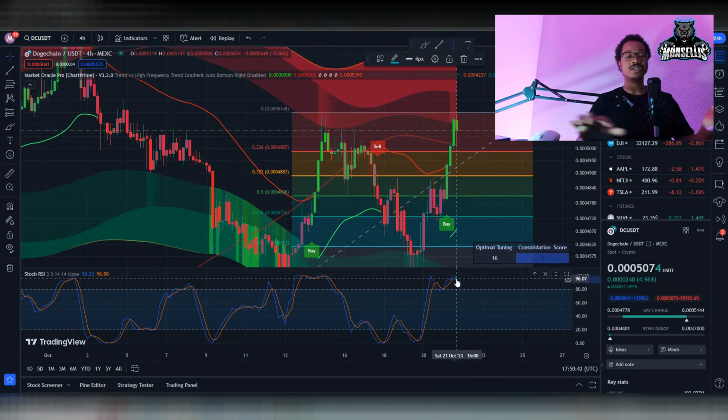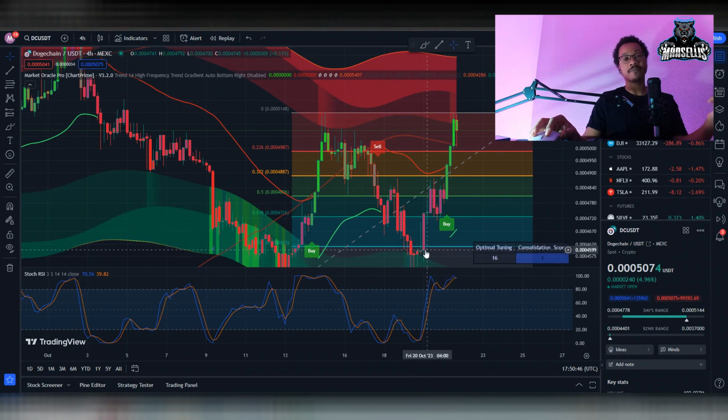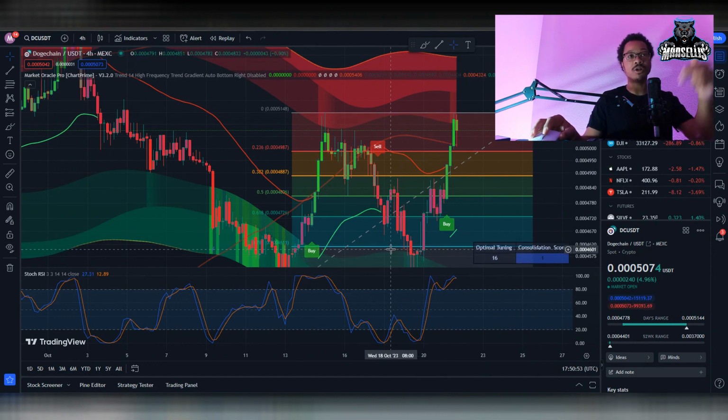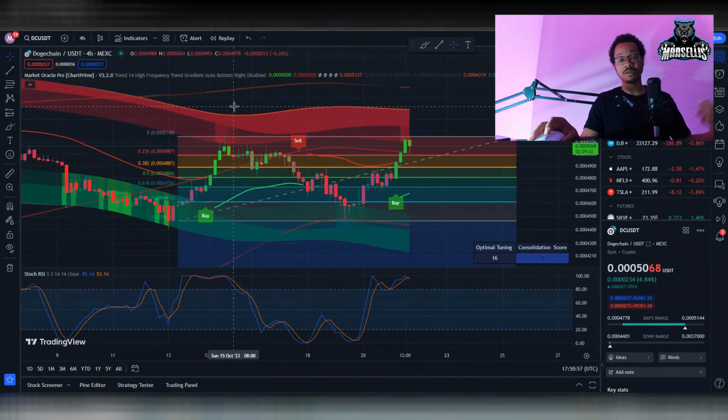And the real question is, does it not pull back and then continue to rise and pump, or does it pull back and then try to rise and pump again and then break out the next time? Or does the next time it just send it into full-on bearish territory? So that's what we really have to be worried about here when it comes to DOGECHAIN.